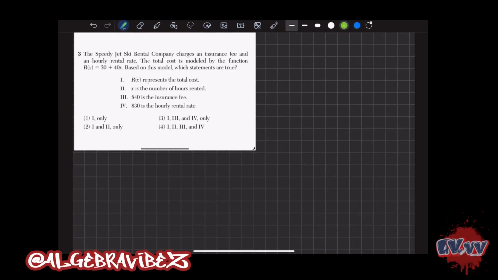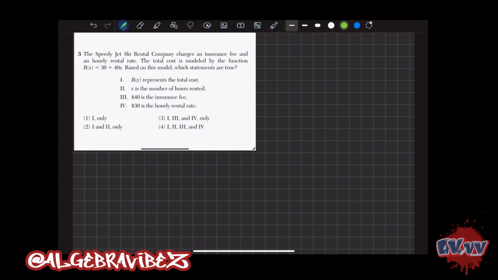Question 3. The Speedy Jet Ski Rental Company charges an insurance fee and an hourly rate. The total cost is modeled by the function r of x equals 30 plus 4x. Based on this model, which statements are true? 1. R of x represents the total cost. 2. X is the number of hours rented. 3. $40 is the insurance fee. And 4. $30 is the hourly rate. And of course, we have our choices below.